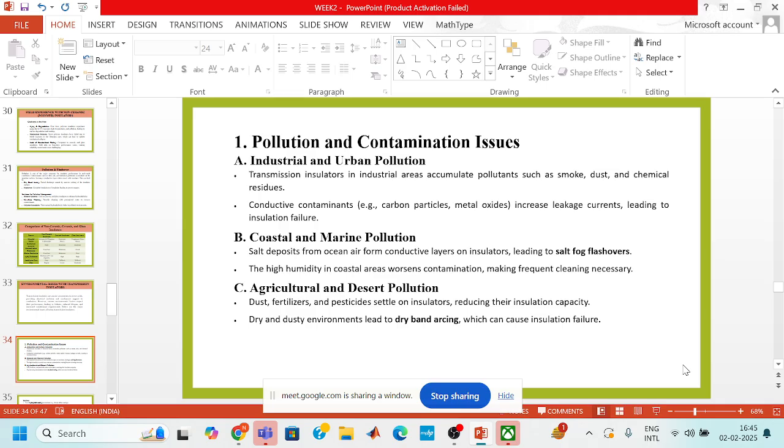Second is coastal and marine pollution. In this type of pollution, salt deposits from ocean air form conductive layers on insulators, leading to salt fog flashovers. Next is the high humidity in coastal areas, which worsens the contamination, making frequent cleaning necessary. Third is agricultural and desert pollution. Here dust, fertilizers, and pesticides settle on insulators, which reduces their insulation capacity. Dry and dusty environments lead to dry band arcing, which can cause insulation failures.